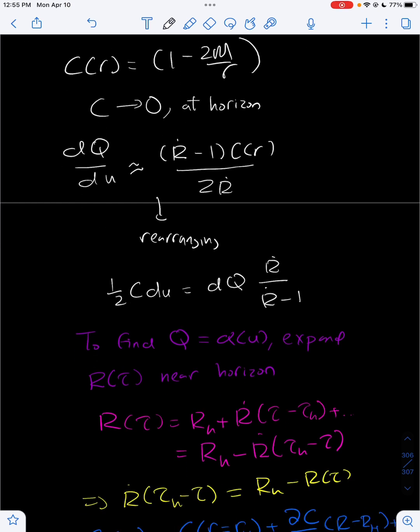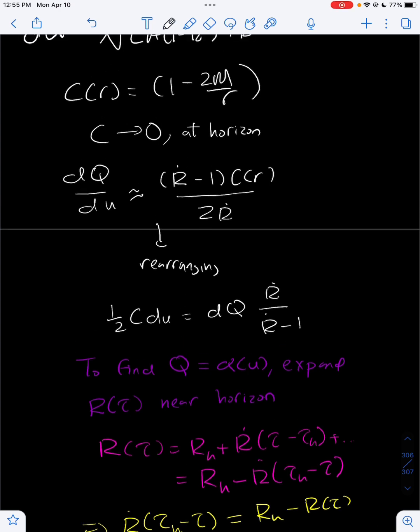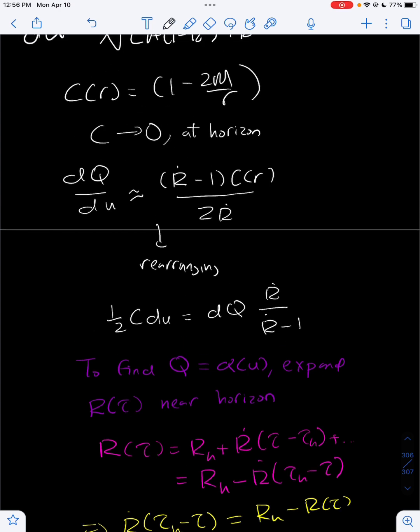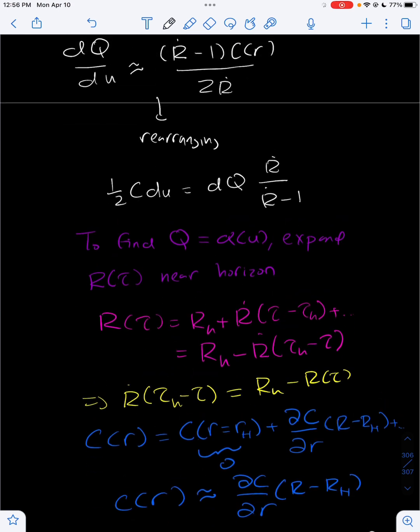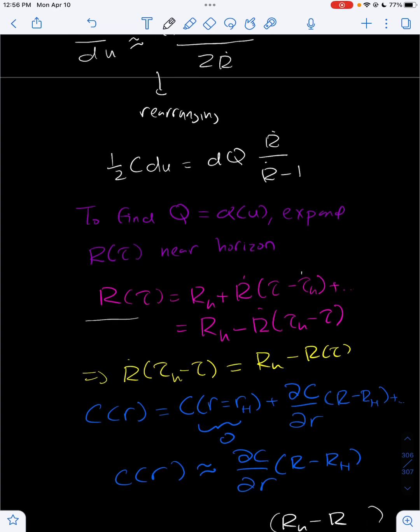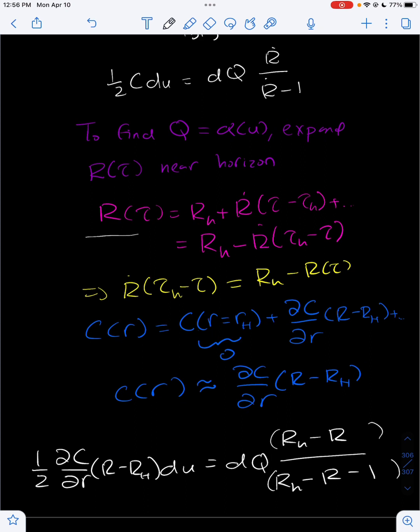To find Q as a function of U, we want to expand R of T near the horizon. Since we're taking C near the horizon, we should take R as well to be consistent. So we can just do a Taylor expansion for R of T. It's going to be this. This is the formula for a Taylor expansion. If we want to switch the terms in here, we'd have to add a minus sign there. So we'd have that. Therefore, this equals that.